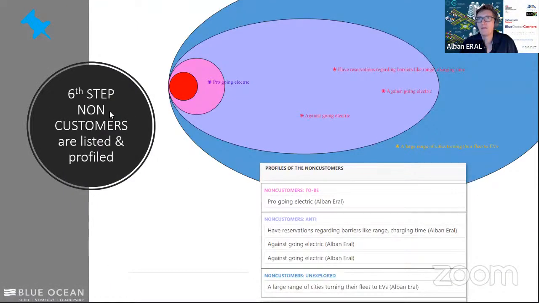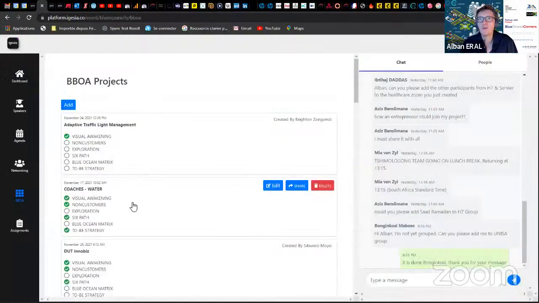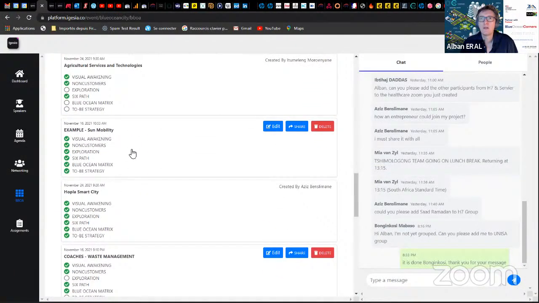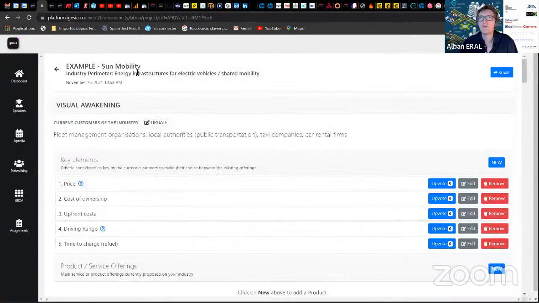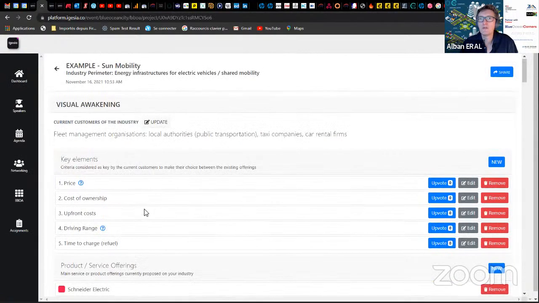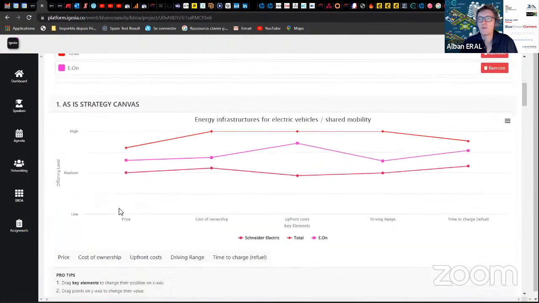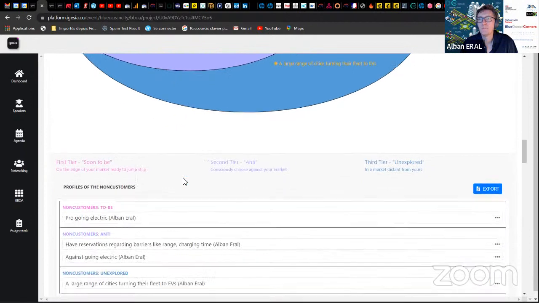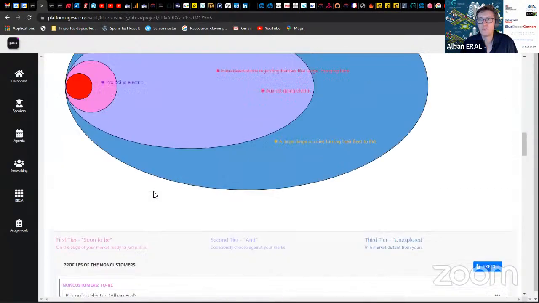The sixth step, it's what we will do today. We'll have to list your non-customers. Okay, you list your non-customers and you profile them. It will be on the platform also. Here you can see on this example, Sun Mobility. It's always accessible for everyone. Here you see it's this part, the third part, identification of the non-customers. We'll show you how to use this part of the tool.